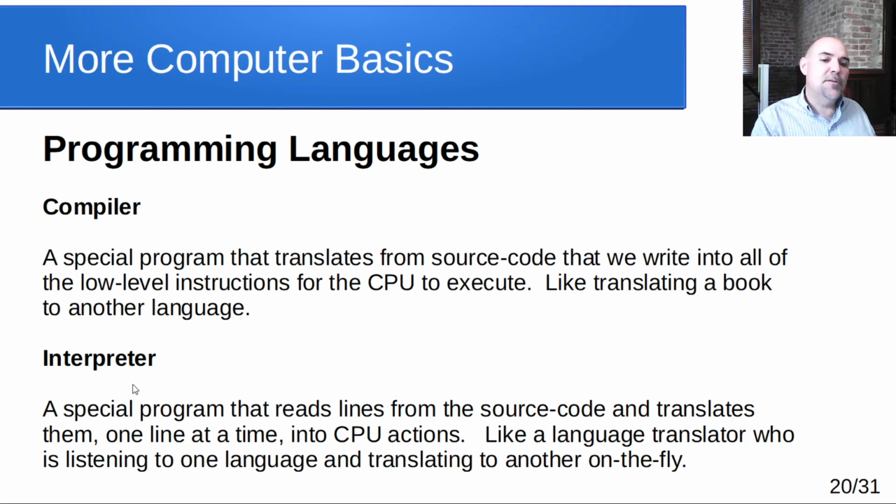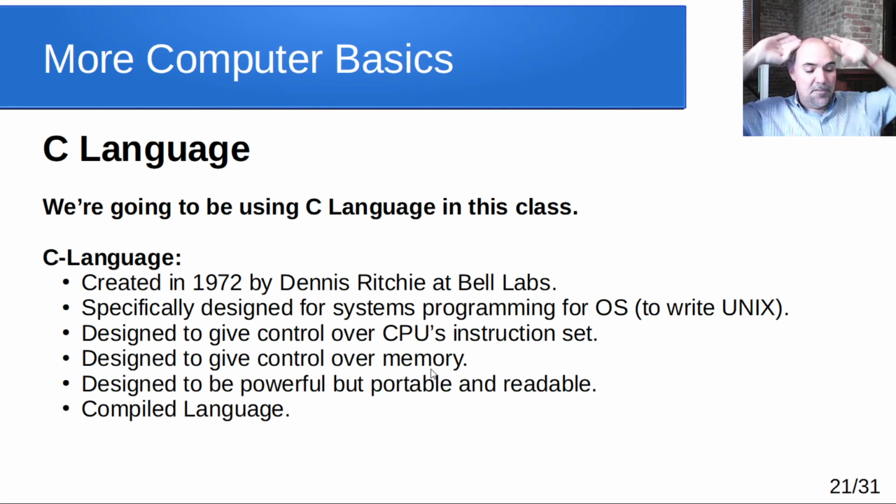So interpreted languages would be like Lisp, Python, Ruby, where compiled languages would be something more like C and C++ or Fortran or Pascal. And there are some that sit partway between the two, like Java. Java compiles, but it compiles not directly to the CPU. It compiles to its own special bytecode that then runs on another interpreter program. So it's kind of like a hybrid with a language like Java. But we're going to be using C language, which is a compiled language.